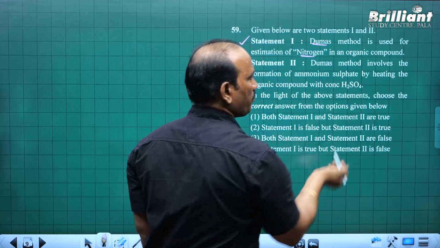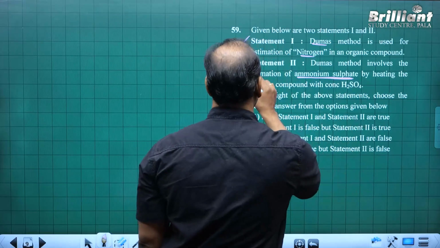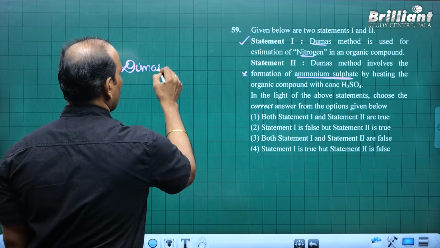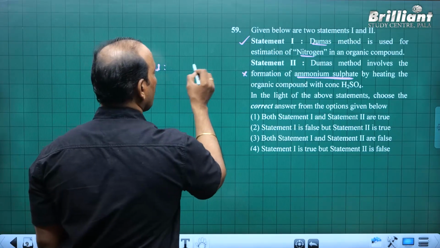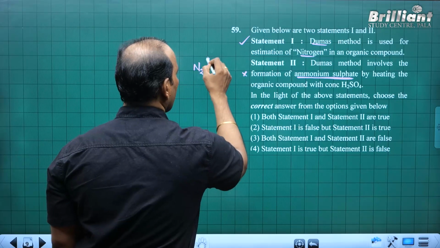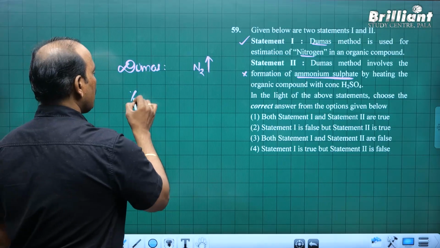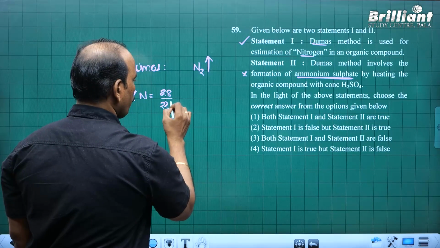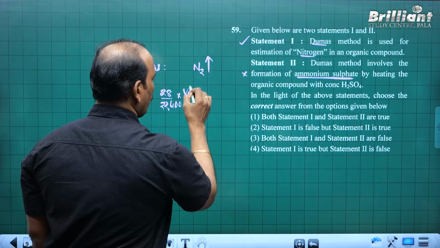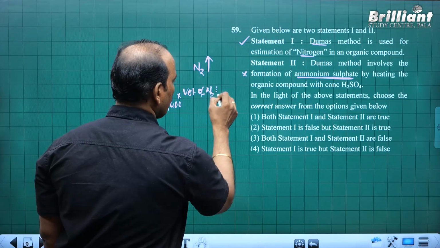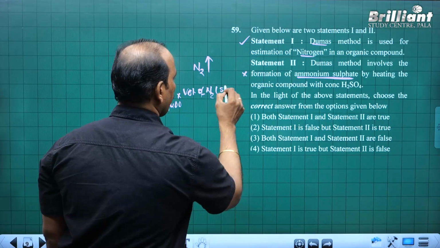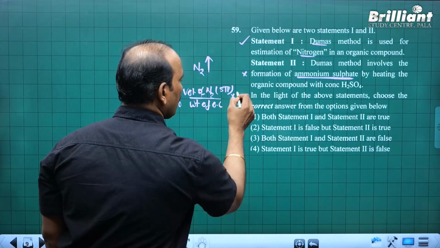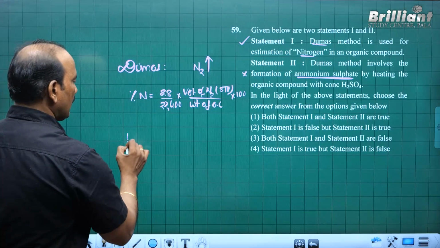Dumas method involving formation of ammonium sulfate is wrong. So in Dumas method, the given compound is heated with cupric oxide, nitrogen gas is evolved, and estimated through that. That's why percentage of nitrogen equals 28 by 22,400 into volume of N2 gas at STP by weight of organic compound into 100. But Kjeldahl method is there.